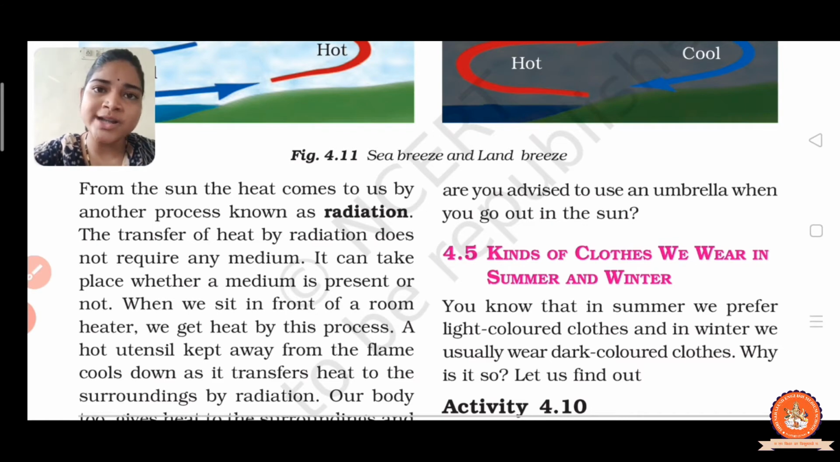So all hot objects radiate the heat in all directions. And for that the best example is sunlight, because the sun is a hot object and it radiates the heat in all directions.